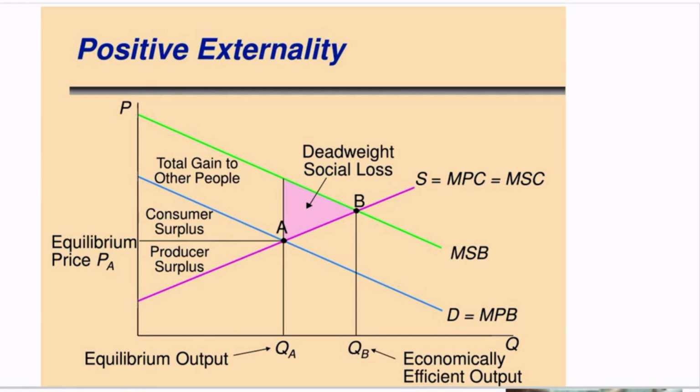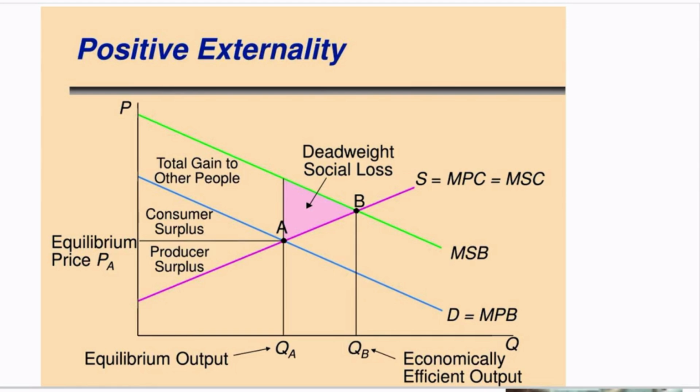Instead of QB, the market is producing only QA number of socially desirable goods. What could be the socially desirable goods? Let us say vaccines. If you are considering vaccines as the positive externality good, you will find that only QA number of vaccines are produced and administered to the people. But we know that vaccines have positive externality. If you supply more vaccines, then it is going to benefit the society at large.